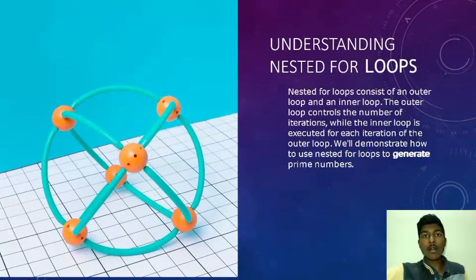Now coming to the main topic of the video, nested for loops. Understanding nested for loops: nested for loops consist of an outer loop and an inner loop. The outer loop controls the number of iterations, while the inner loop is executed for each iteration of the outer loop. We will demonstrate how to use nested for loops to generate prime numbers. Before we discuss the nested loop used in prime numbers, I will show the flowchart of how nested loops are used in a program.